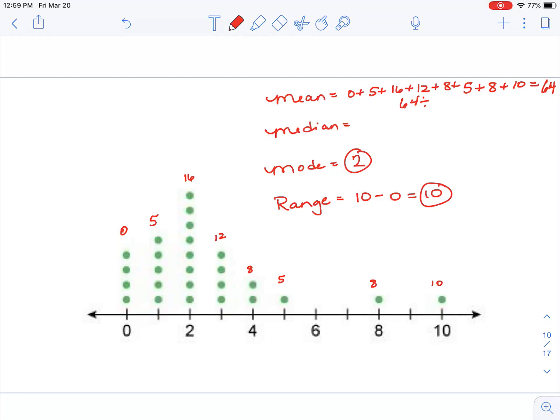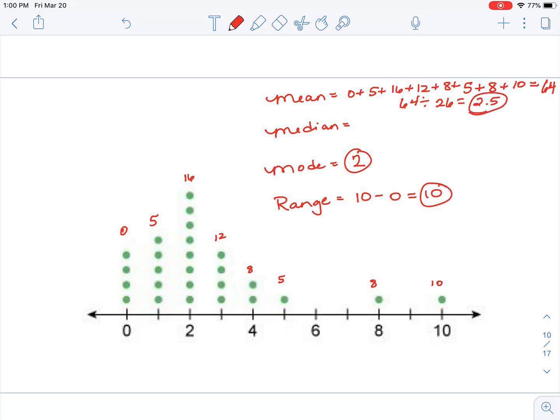So let's count it again. 1, 2, 3, 4, 5, 6, 7, 8, 9, 10, 11, 12, 13, 14, 15, 16, 17, 18, 19, 20, 21, 22, 23, 24, 25, 26. So you divide 64 by 26 because there's 26 pieces of data. And that's not going to come out pretty, I can tell you, before I place this in the calculator. So I would round that to 2.5.